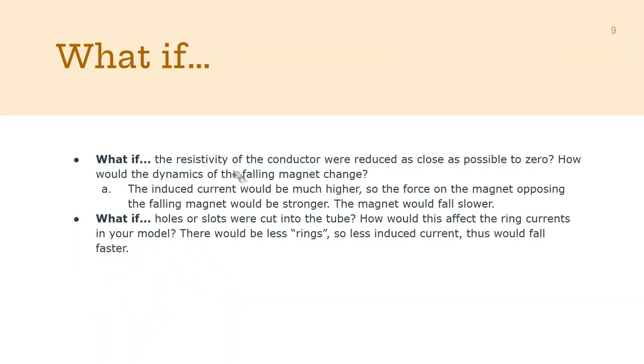So what if the resistivity of the conductor were reduced close to zero? The induced current would be much higher, so the force opposing the falling magnet would be stronger, so the magnet would fall slower. If there were holes cut into the tube, there would be fewer rings, so there would be less induced current, and thus the magnet would fall faster.